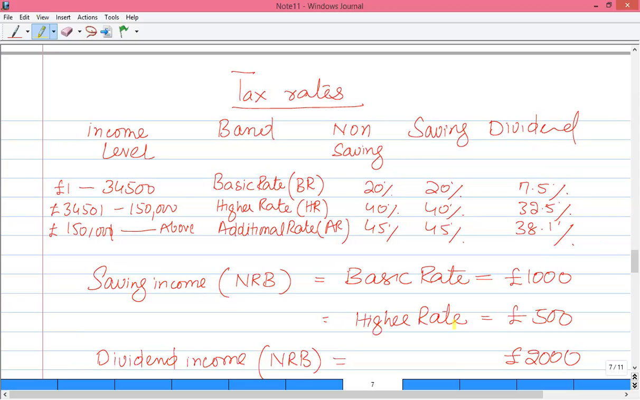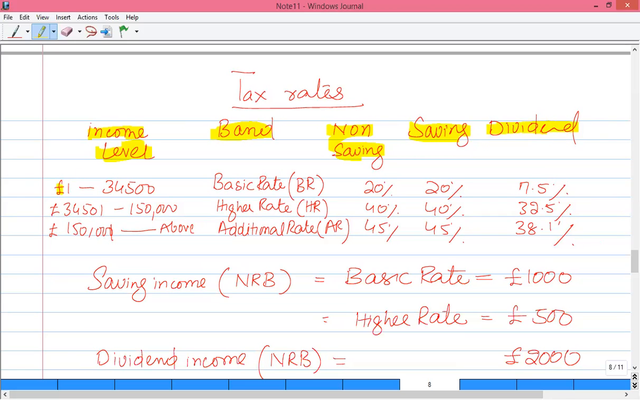In the UK, as far as income tax is concerned, the tax system is based on a progressive taxation system. What do you mean by progressive tax? Progressive tax means that as the income increases, your tax rate also increases. That means you pay a certain tax rate on lower income, and if your income increases beyond that threshold, you have to pay a higher rate on that particular income. In this table, you can see we have the income level, then the tax band, and then the type of income.